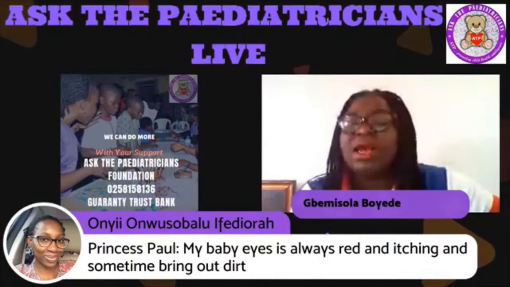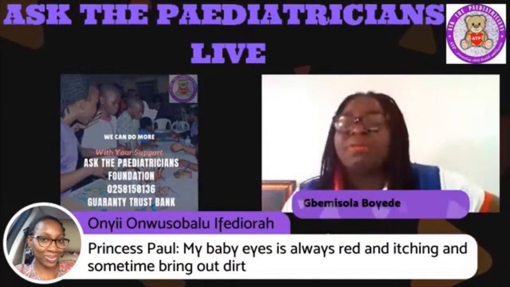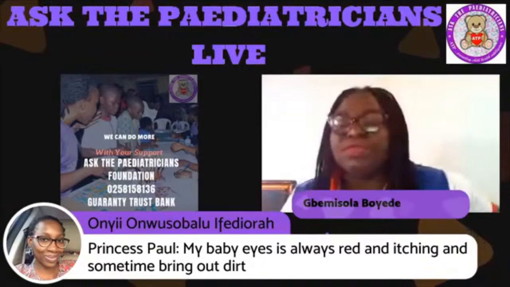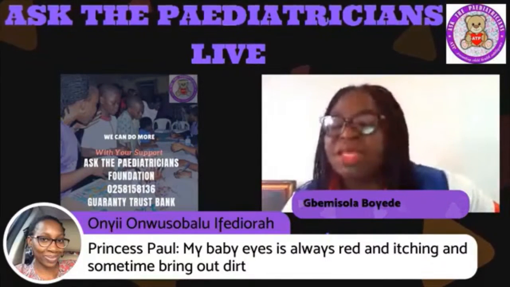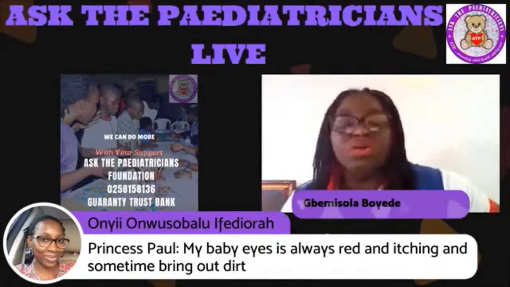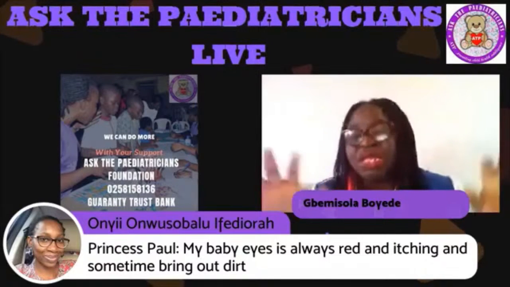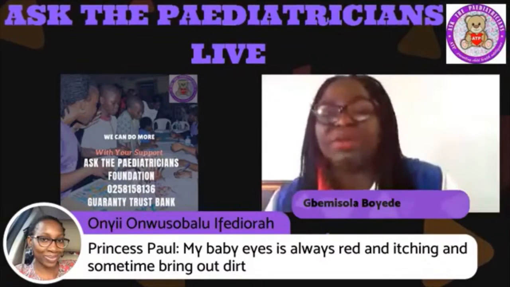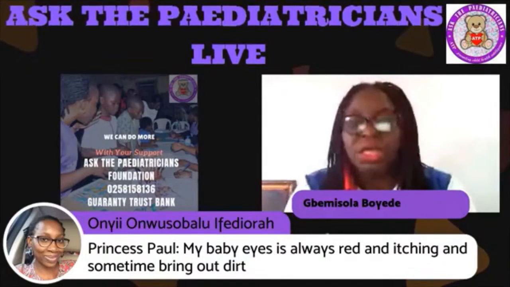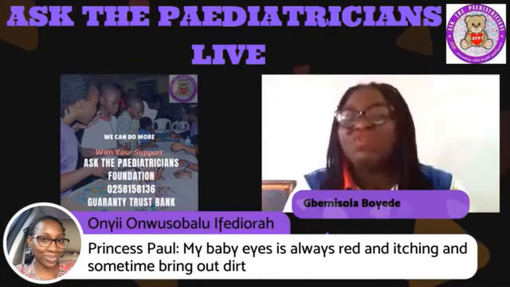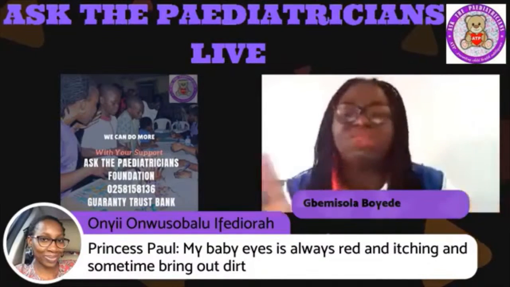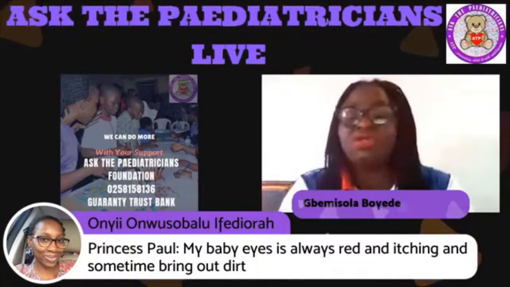Paul is asking, my baby's eye is always red and itching, and sometimes brings out discharge. You didn't tell us how old your baby is, or how long this has been going on. There are many things that could make a child's eyes itchy and red. It could be what we call conjunctivitis, which could be viral, bacterial, or allergic. It's difficult to say which one your baby has because there are more questions to ask you.